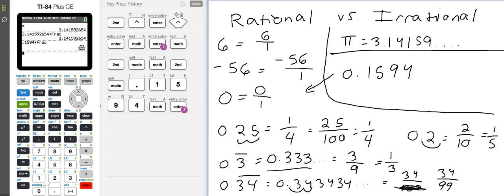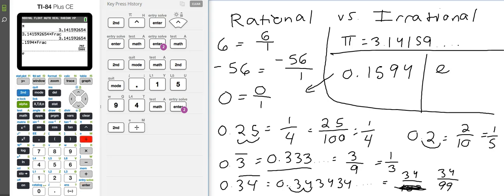Another common irrational number is the number e. E you can see on your calculator by the division sign. If you press second division sign, that's e. Let's see what e is. E is 2.718281828, and this is going to go on forever, and this calculator is telling us the 1828 does not repeat.